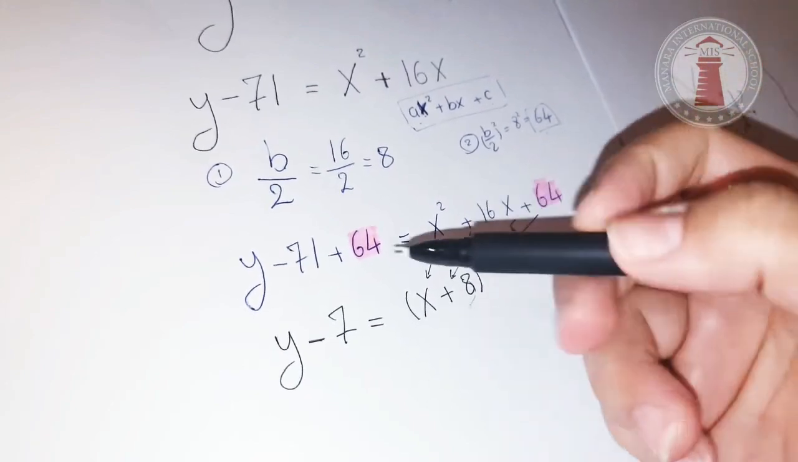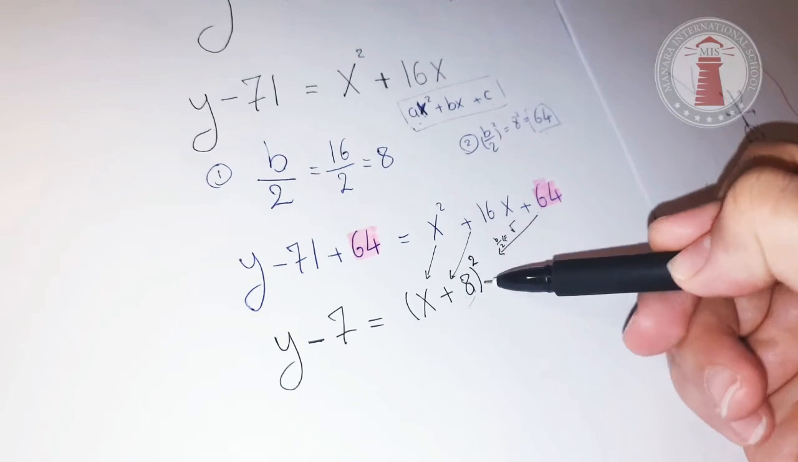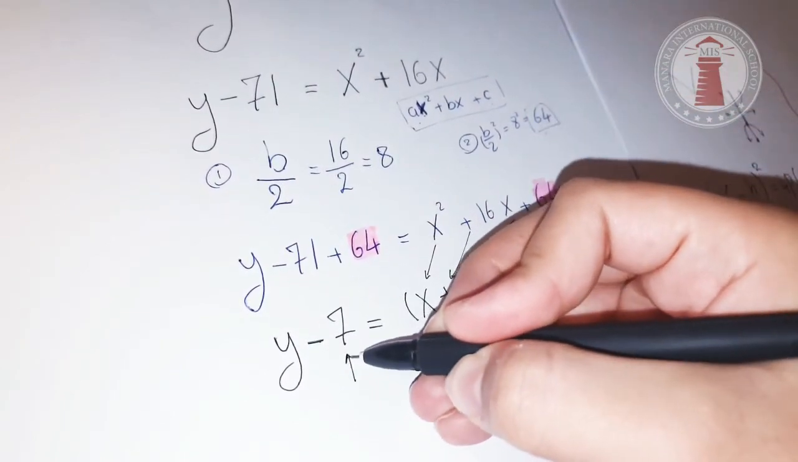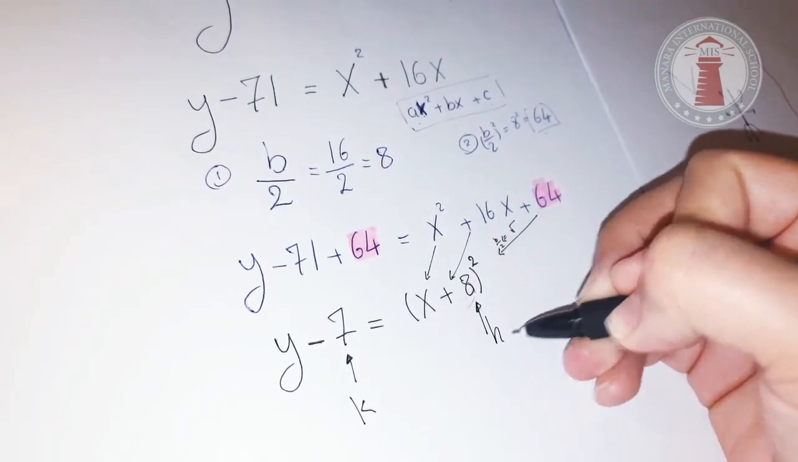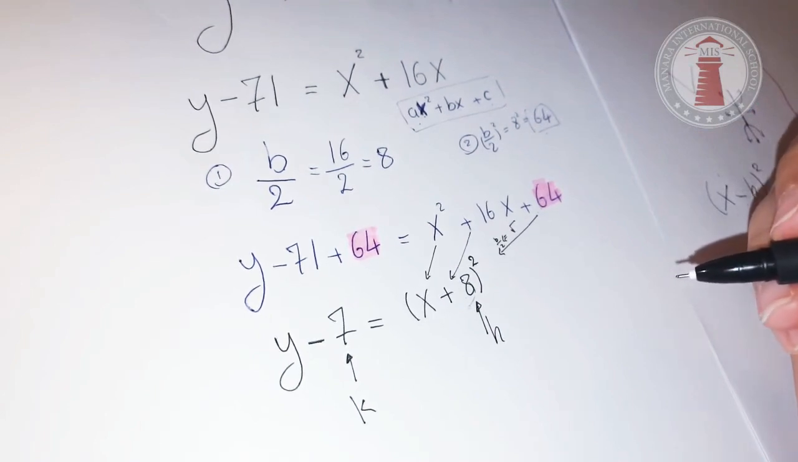Now look, we have y minus a number equals x plus 8 squared. These two numbers represent k and h: 7 is k, 8 is h. Now the question is, we have a third parameter that we need, which is p. What is p here?